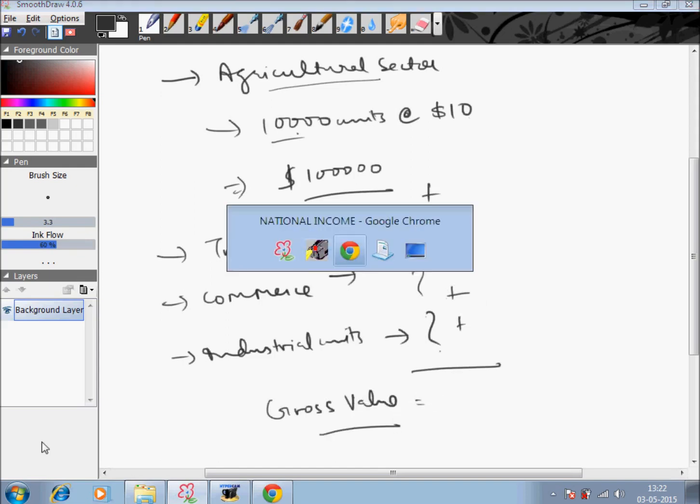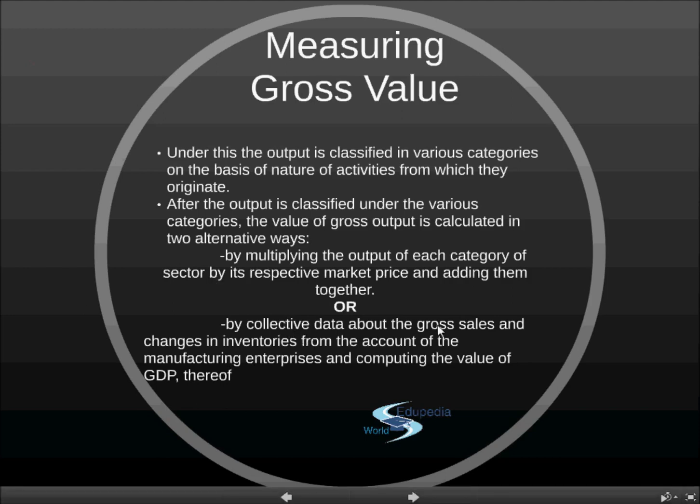And the other method is collecting data about the gross sales and changes in inventories from the accounts of the manufacturing enterprises and computing the value of GDP thereof. Instead of multiplying the units by their market price, we get the collective data of whatever sales have been made and whatever inventories are left over from the accounts of the manufacturing enterprise, and then we sum it up in order to get the GDP. So this was the first stage.